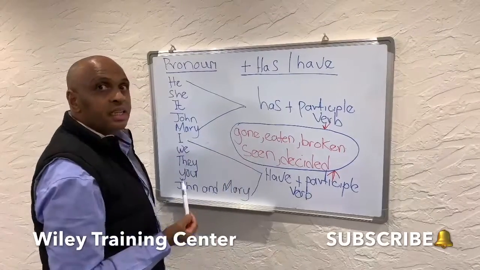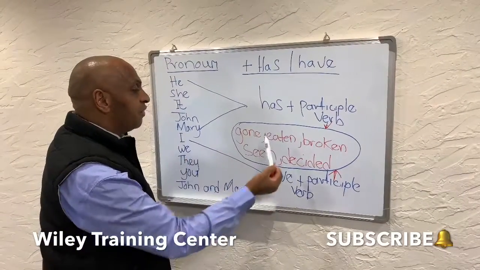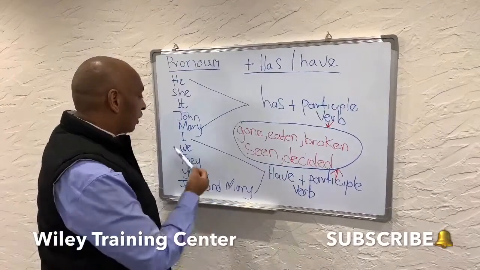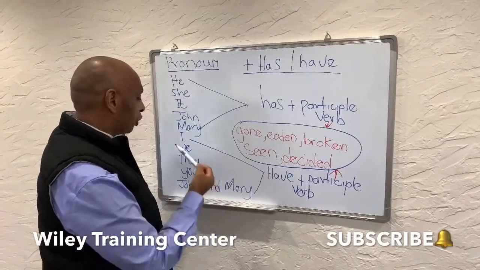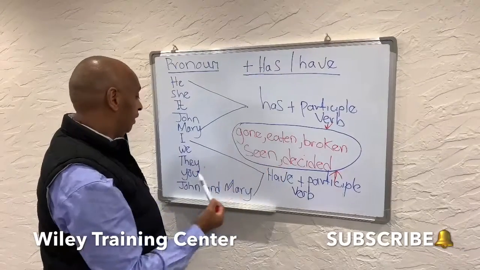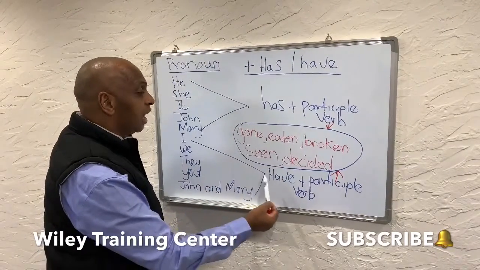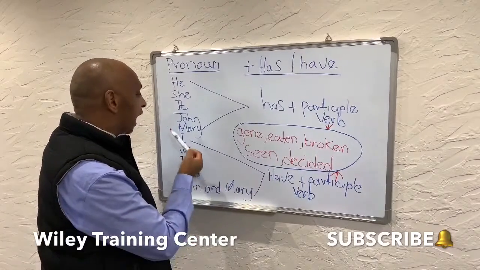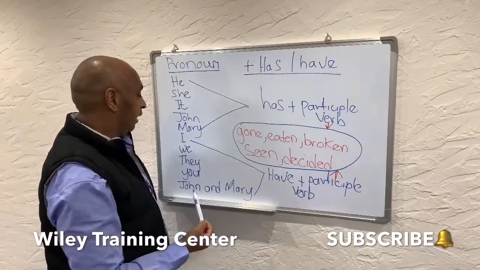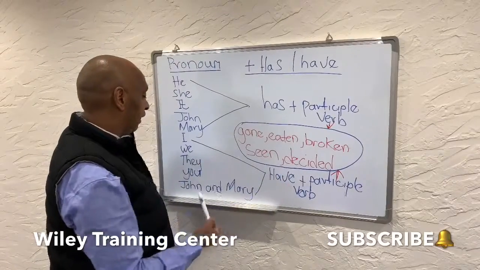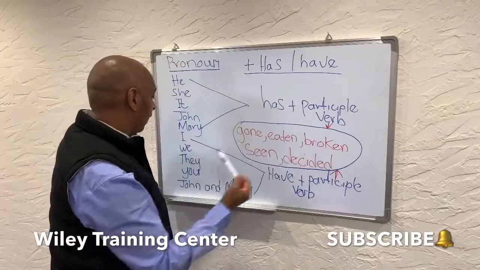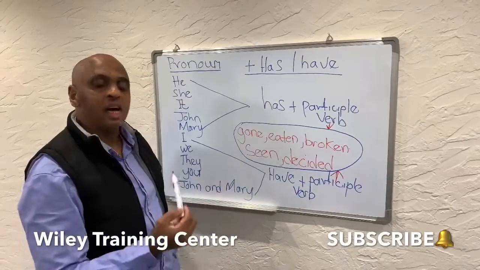The next word is eaten. I have eaten. We have eaten. They have eaten. You have eaten. John and Mary have eaten. The next word is broken. I have broken. We have broken. They have broken. You have broken. John and Mary have broken.